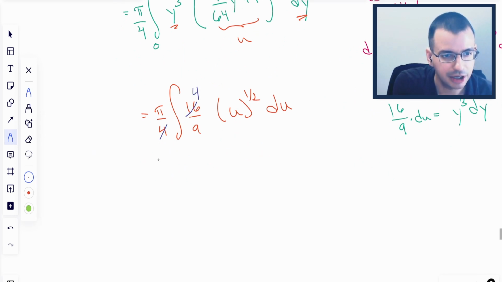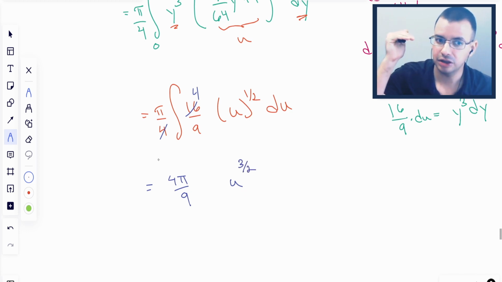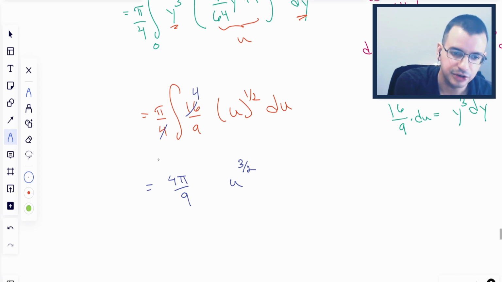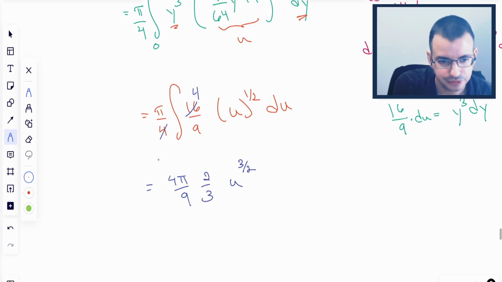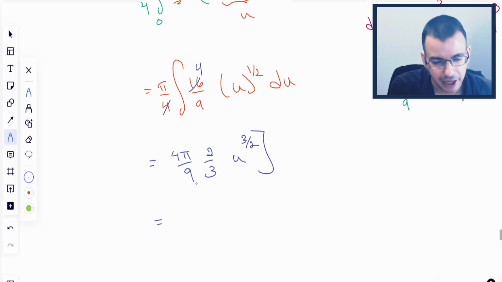So this is going to become 4. This becomes 4 pi over 9. This becomes u to the 3/2. So to do the integral, you add 1. So 1/2 plus 1 is 3/2. And you divide by the new number. So divide by 3/2, which is the same as multiplying by 2/3. And we're going to evaluate this at 2 points. So now we're going to have 8 pi over 27.